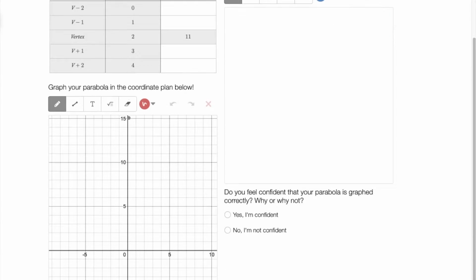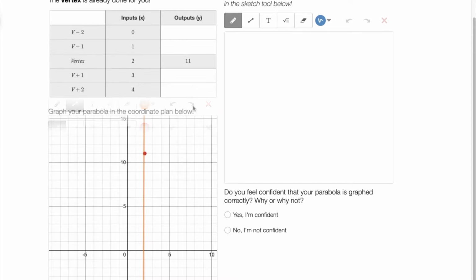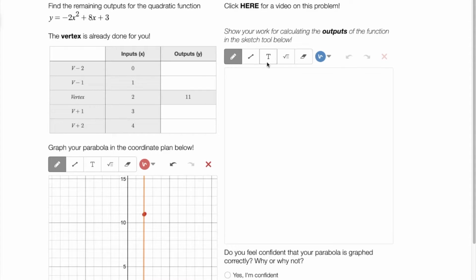So the first step I'll do again is graphing the vertex. Starting at 0, 0, going to 2, and then up to 10 and 11. From here, I'm also going to graph my axis of symmetry, just so that I have an idea of where my parabola is located. Okay, now, again, I need to find my additional outputs.